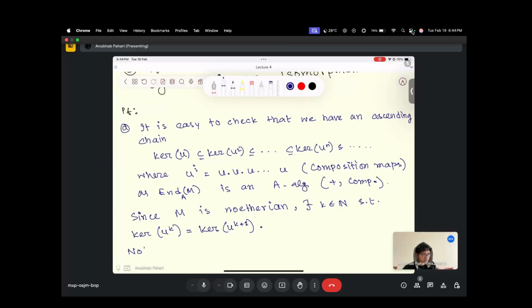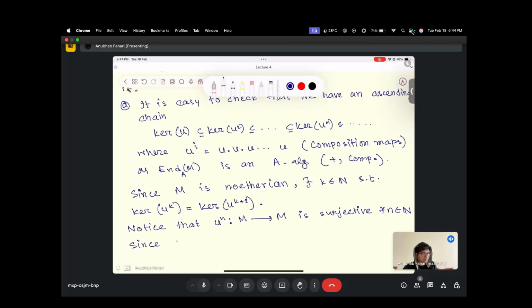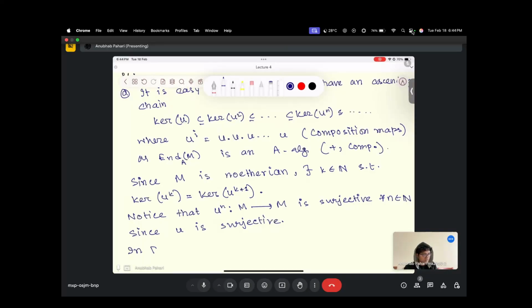Now notice that u^n from M to M is surjective for all n belonging to the natural numbers, since u is surjective, right? Because this is clear. You just take one element from the end of this composition and proceed one by one, and you go to your domain. So in particular, u^k is surjective.